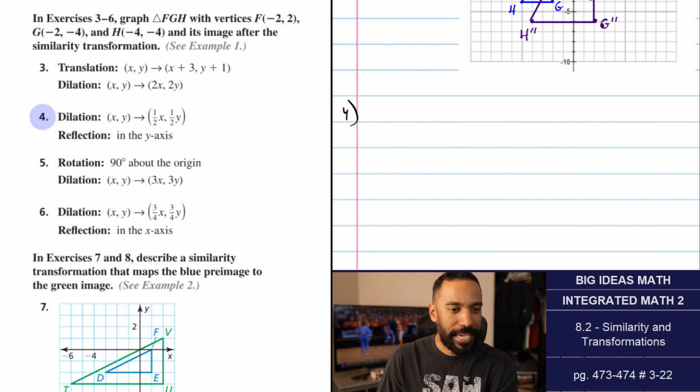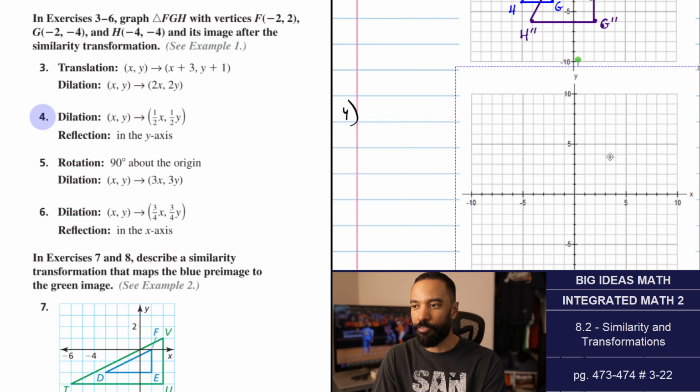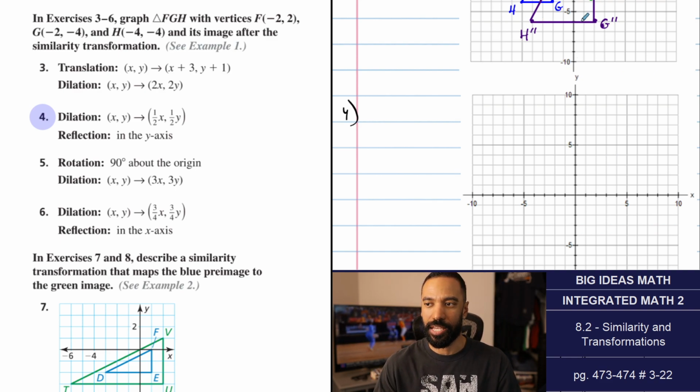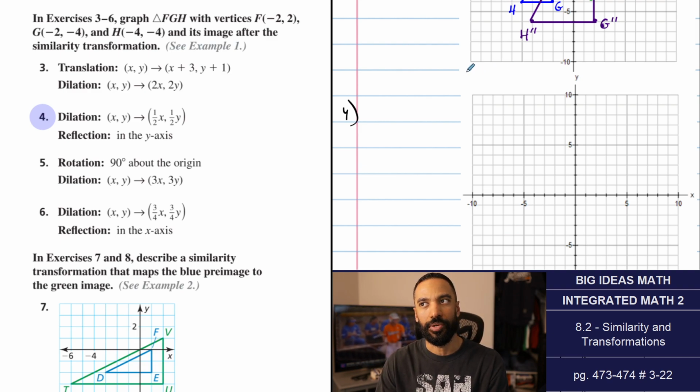Number 4, we begin with a dilation and then we do a reflection. Now, I did mention that in some cases these things are not like doing dilation first, reflection second, etc. You can't rely on them getting you in the same place. So make sure you do follow the order in which they're written.